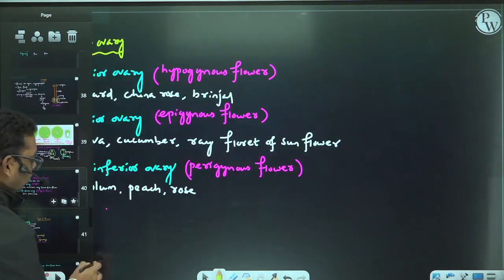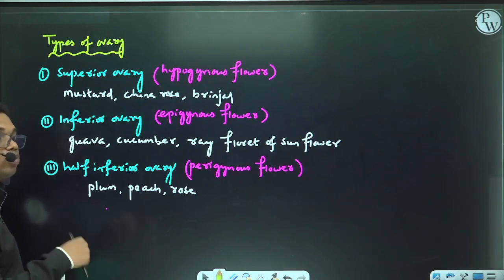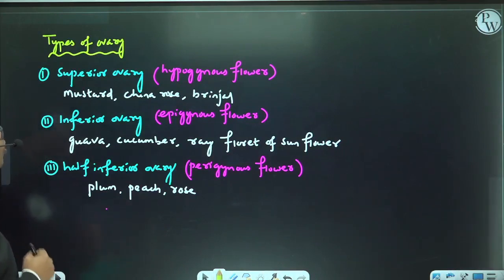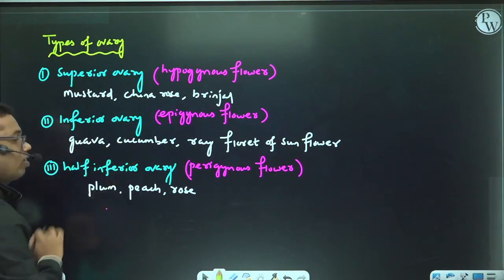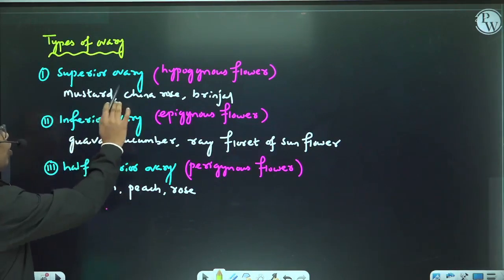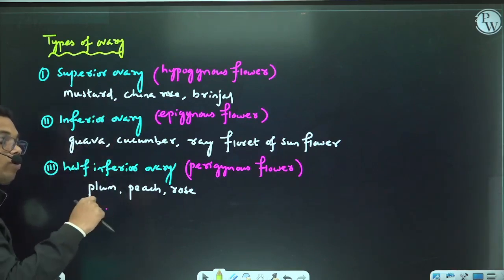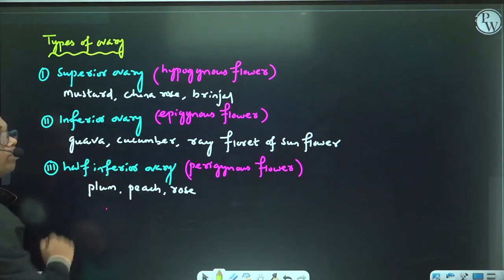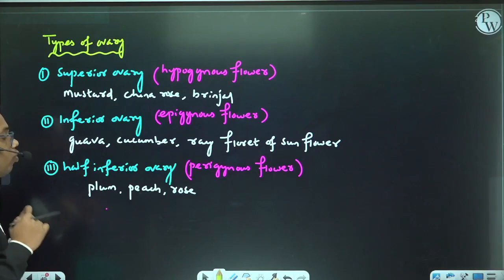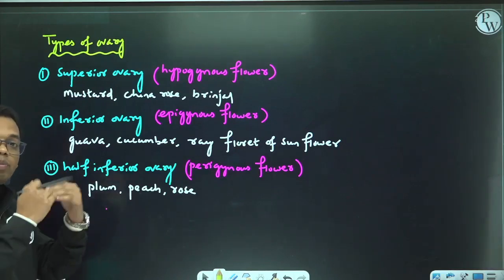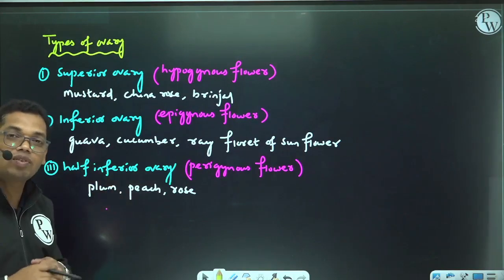Okay, now let us try to understand about the types of ovary. Okay, so based on the position of ovary with respect to other floral parts, we can classify the ovary into three types: superior ovary, inferior ovary, and half inferior. Okay, so if the ovary lies above the point from where other floral parts develop, that is called as superior ovary.